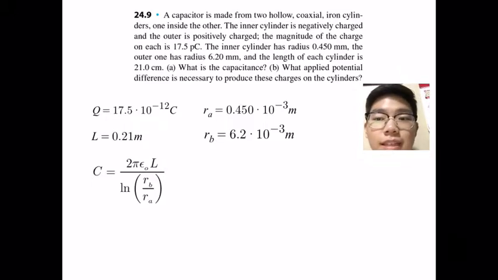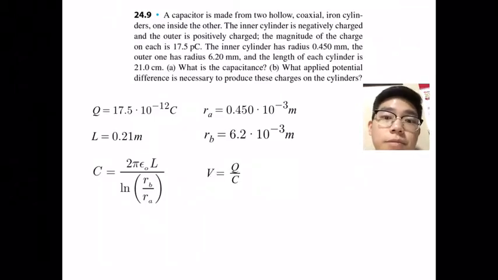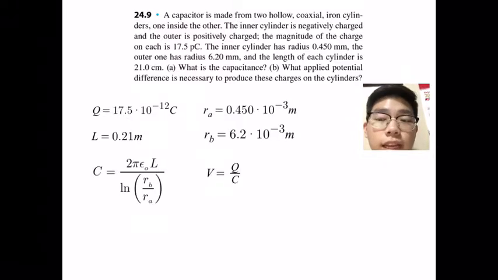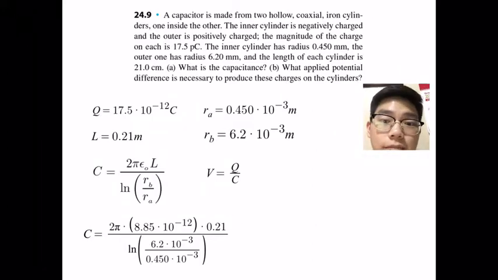The formula for capacitance is 2 pi epsilon naught L divided by the natural logarithm of Rb over Ra. Epsilon naught is equal to 8.85 times 10 to the negative 12. L is the length of each cylinder, and Rb and Ra are the respective radii of these cylinders. And as we know, we're going to find the potential difference later, and potential difference is just equal to the charge over the capacitance.